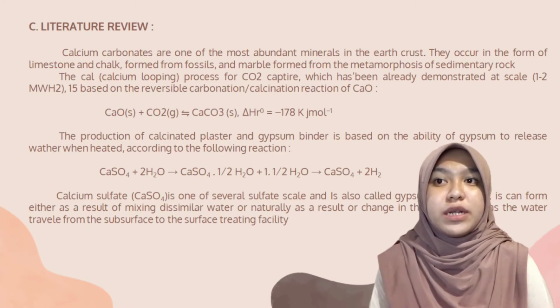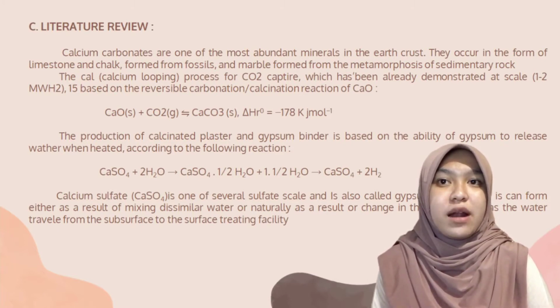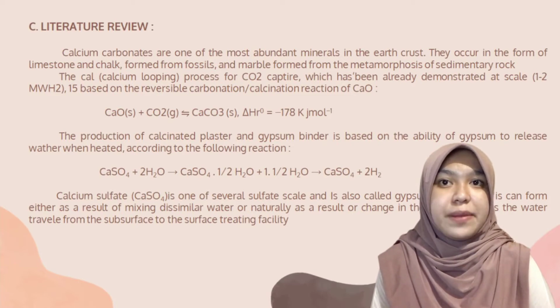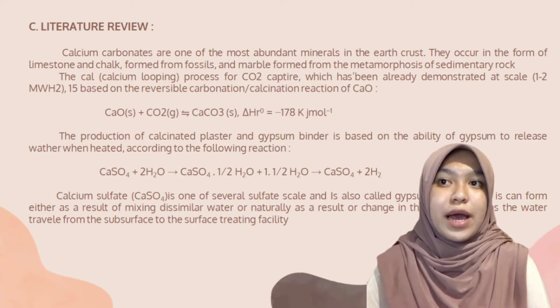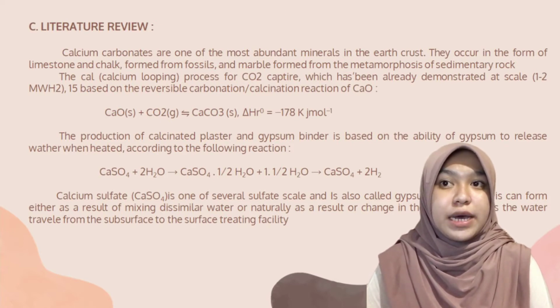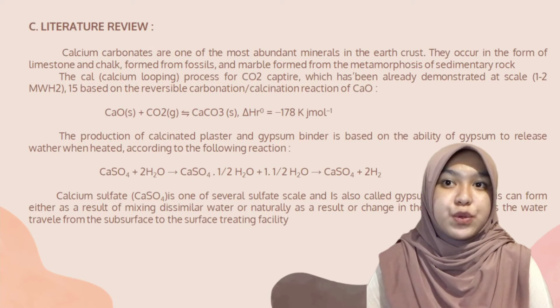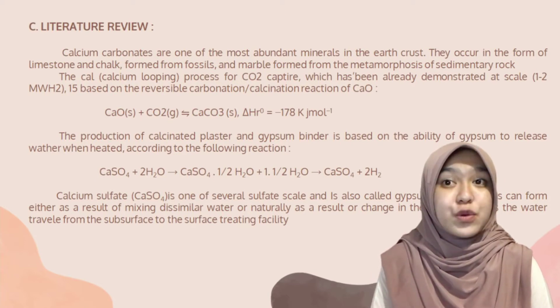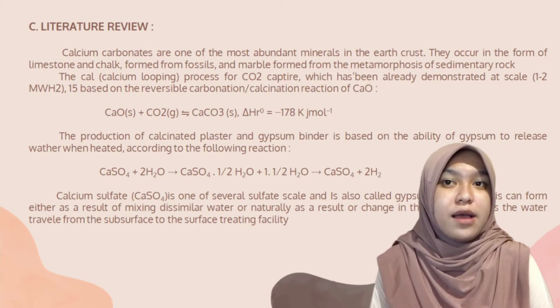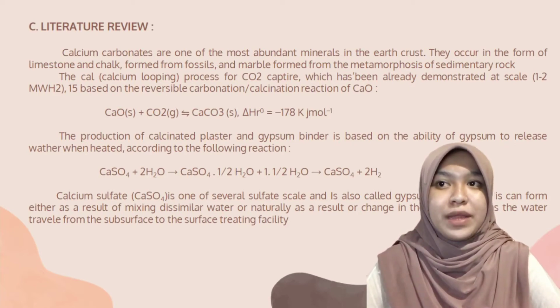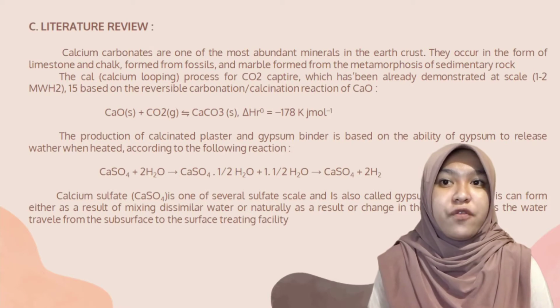178. The production of calcined plaster and gypsum binder is based on the ability of gypsum to release water when heated, according to the following reaction: CaSO4 plus 2H2O produce CaSO4 1/2 H2O plus 1 1/2 H2O produce CaSO4 plus 2H2O. Calcium sulfate is one of several sulfate scales and is also called gypsum.